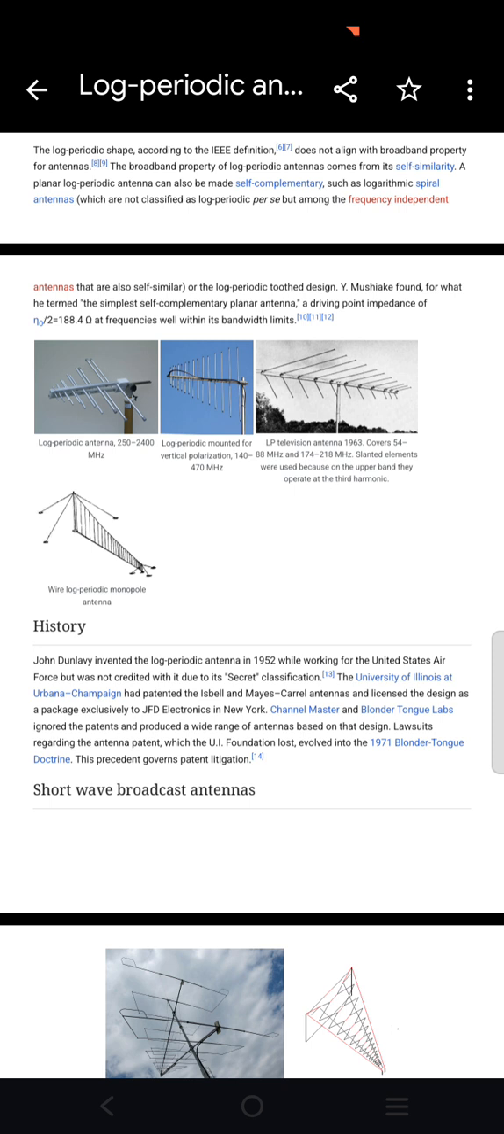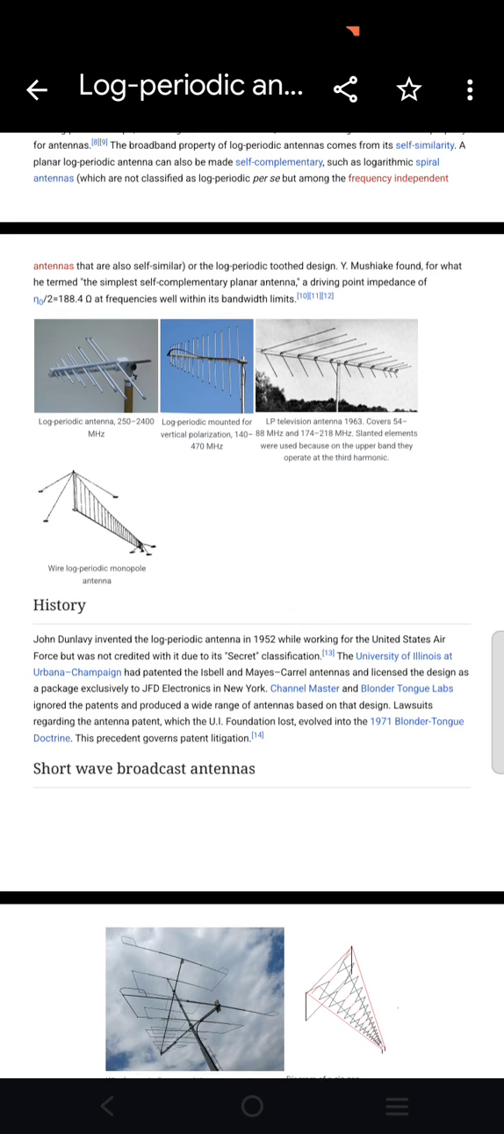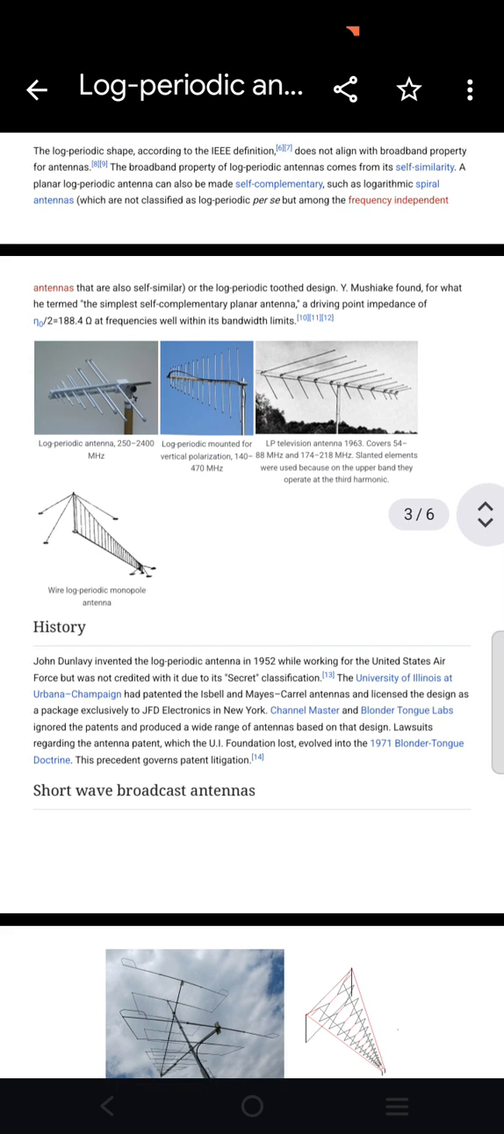These are different images of log periodic antennas. One has a frequency range of 250 to 2400 megahertz. Second, 140 to 470 megahertz. It is mounted for vertical polarization.